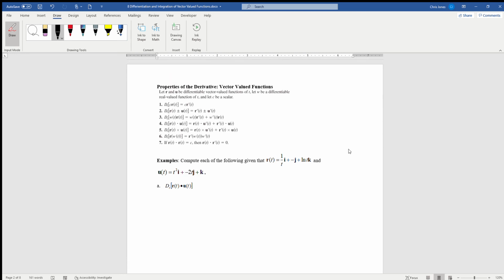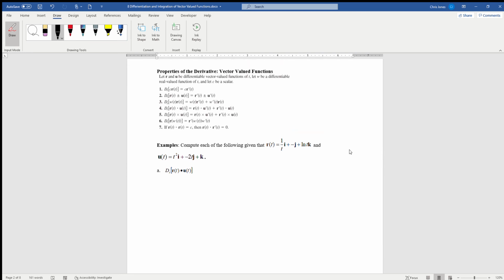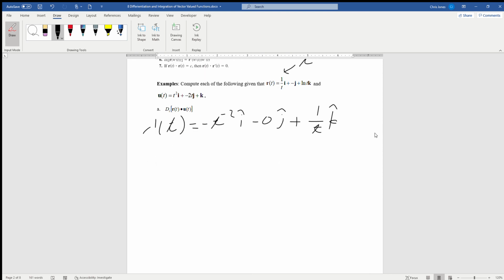If we wanted to find the derivative of the dot product, we could find the dot product and then take the derivative, or we could just find r prime of t. For r prime of t, we have to think of 1 over t as t to the minus 1, so that's going to be negative t to the minus 2 i. The derivative of negative 1 is nothing, so I'm just going to say minus 0j. And the derivative of ln t is 1 over whatever's inside, k. Another way to write this would be the opposite of 1 over t squared i plus 1 over t k. And then u prime of t is going to be, really easily, 2t i minus 2j, and then 0k.